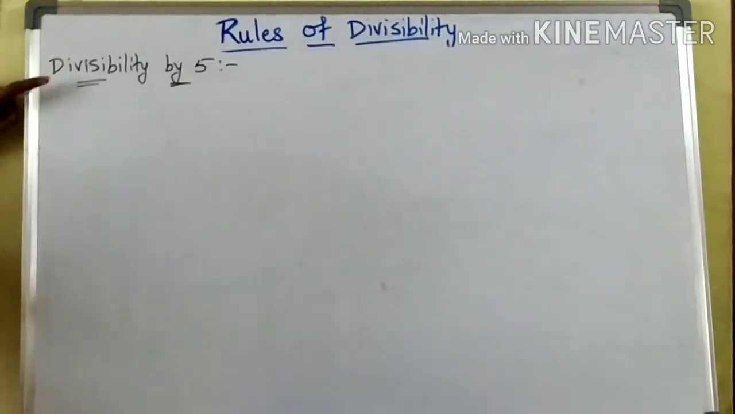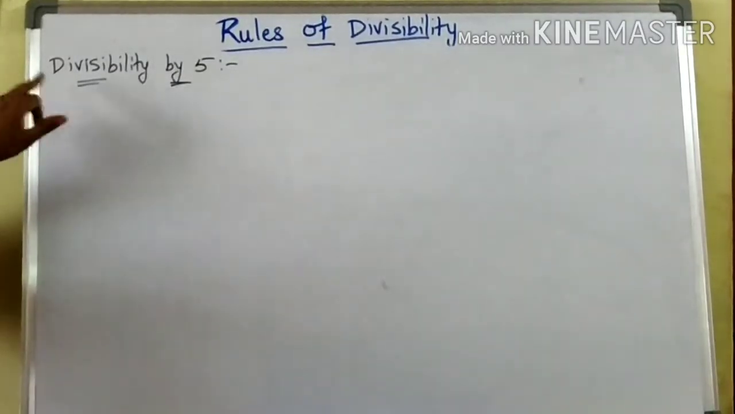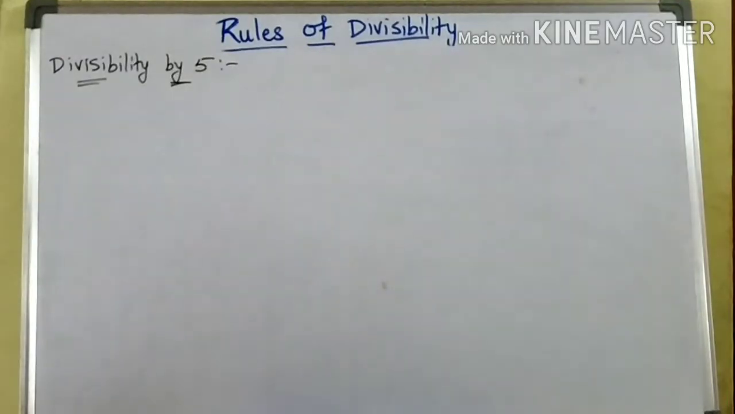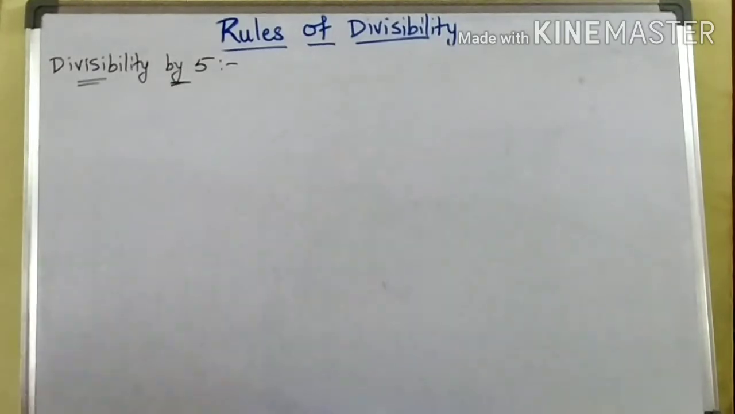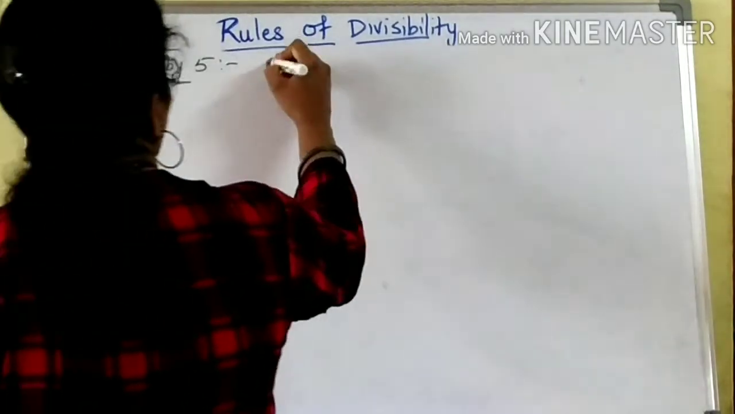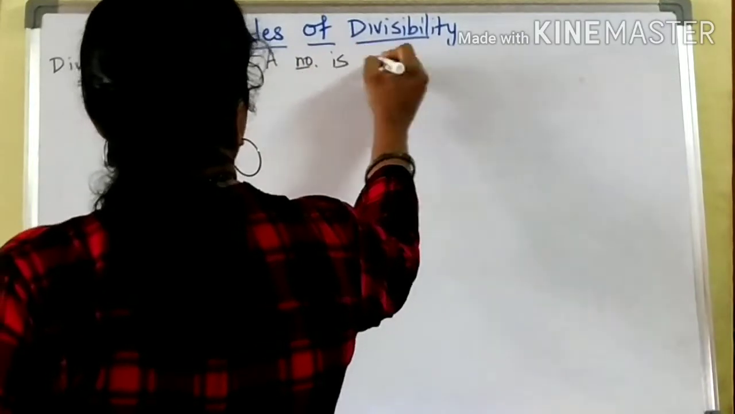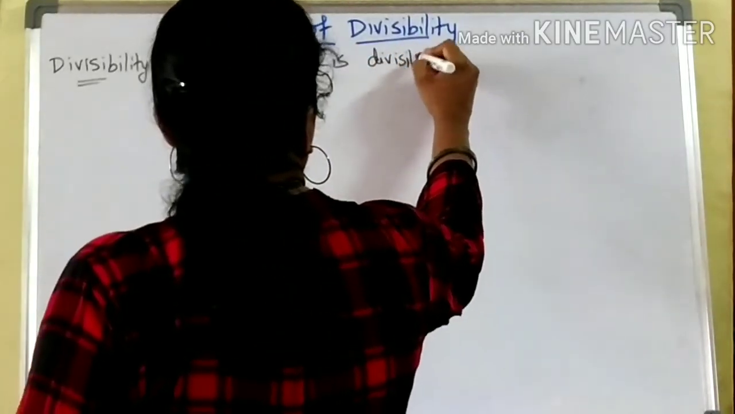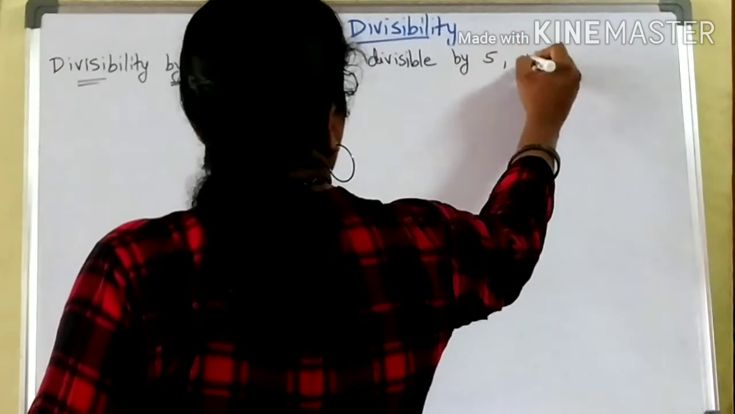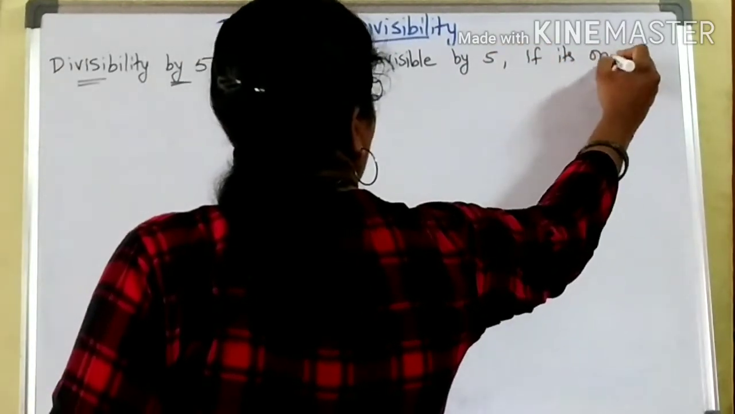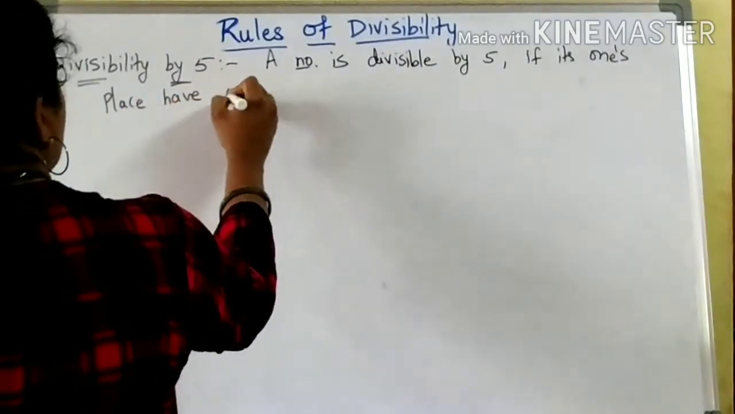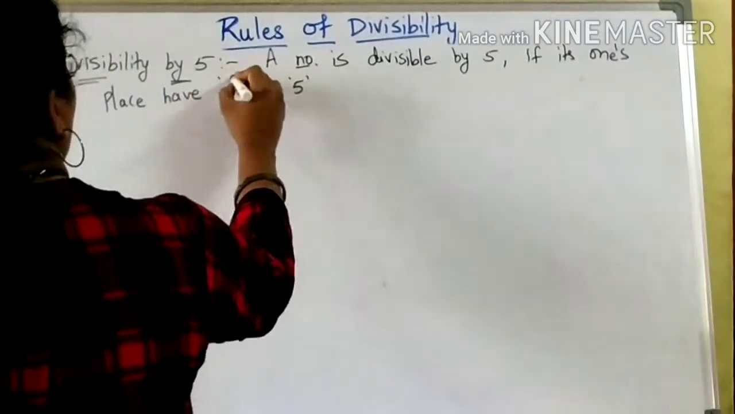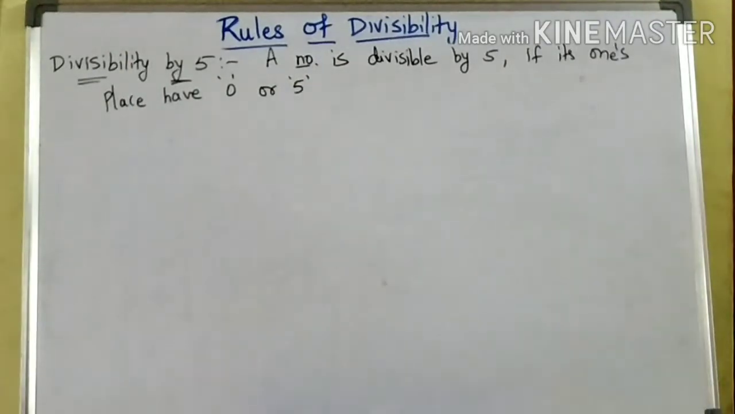Next, divisibility by 5. How to check whether a number is divisible by 5 or not? By seeing its ones digit, children. If the ones digit is 0 or 5, then we can say that the number is divisible by 5. A number is divisible by 5 if its ones place has 0 or 5. If the ones place is 0 or 5, we can say that the number is divisible by 5.